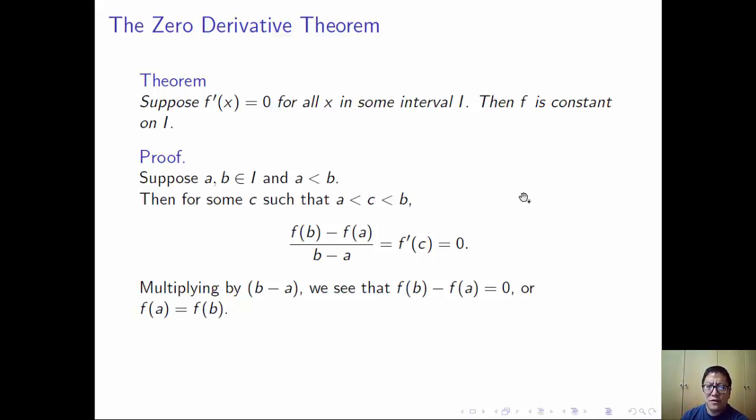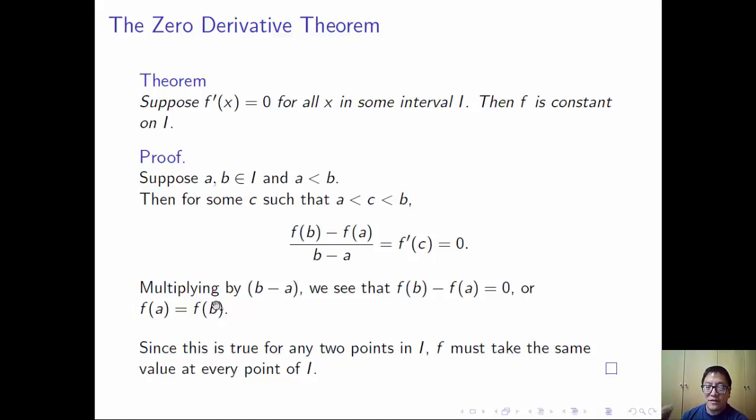In other words, f(a) is equal to f(b). So what did we just show? If you have any 2 points in the interval, their f values are equal. Since this is true for any 2 points in the interval, f must take the same value at every single point of I. In other words, f is constant. That's what it means to be constant.